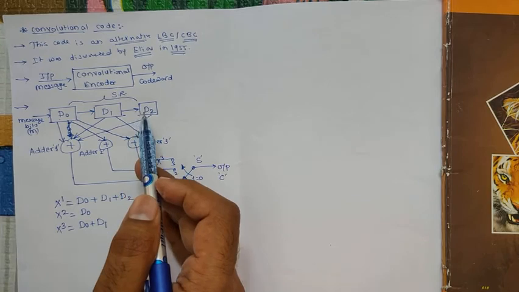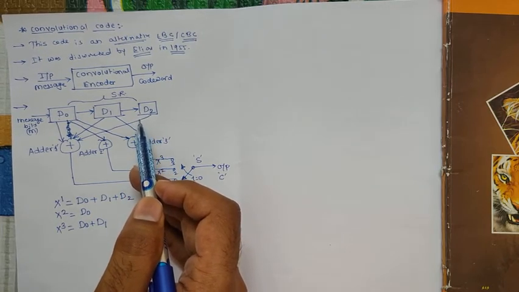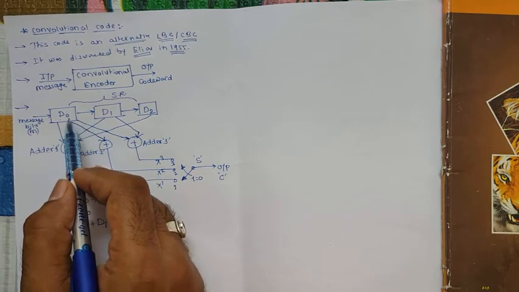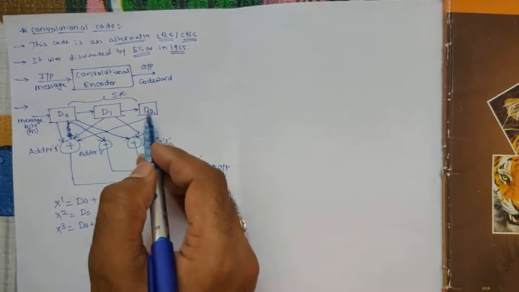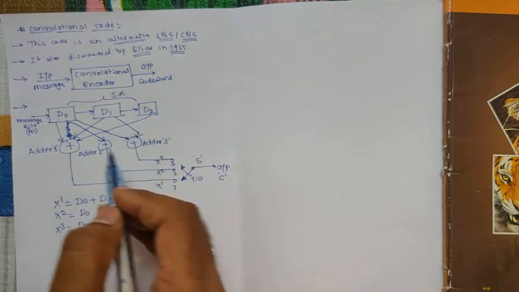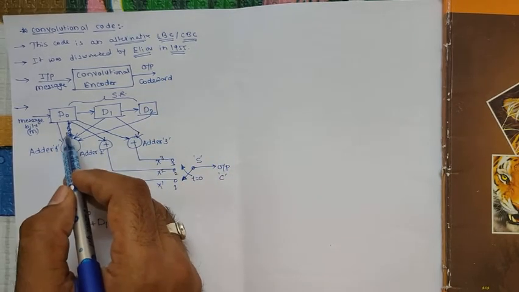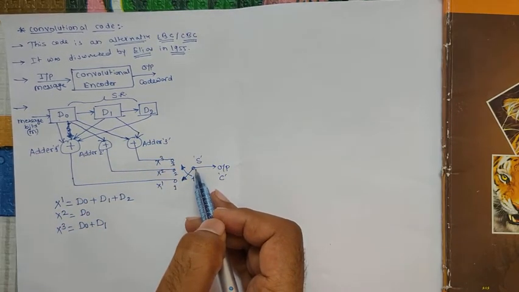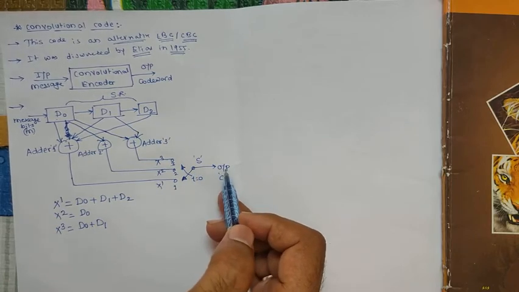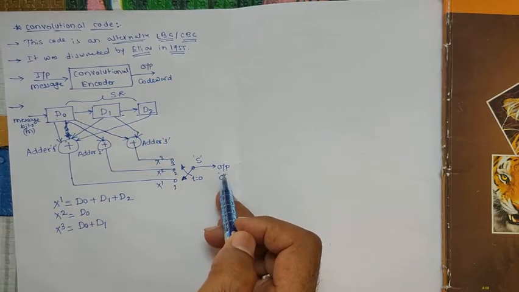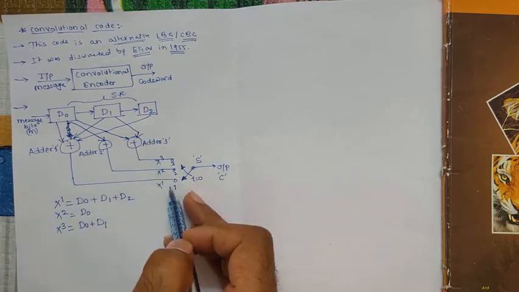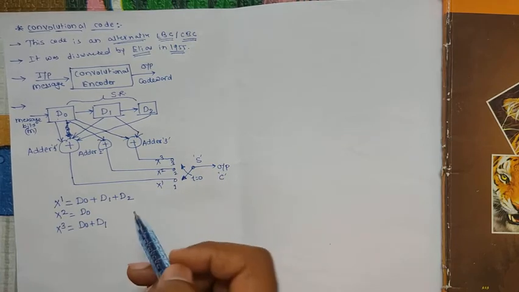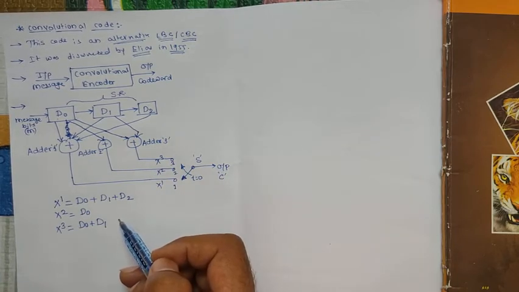Let us see first of all the construction of the convolutional encoder. In the construction, the convolutional encoder consists of some shift registers D0, D1, D2. You may use any number of shift registers, it depends on the design. It is also composed of some XOR gates, and a switch at the output of which we are getting the convolutional code. Every XOR gate will give us a bit in the output code word. So this is the construction.